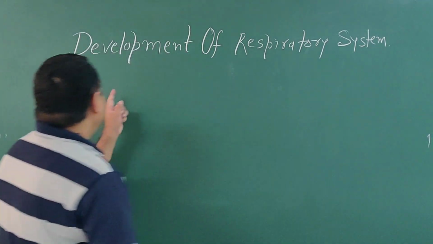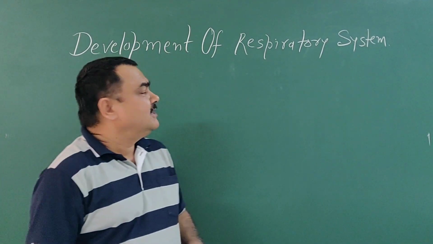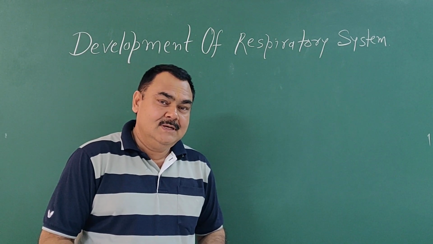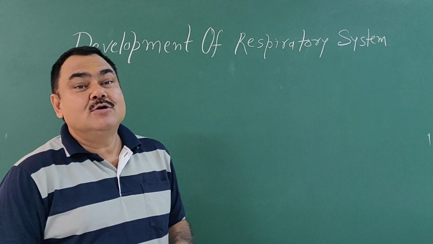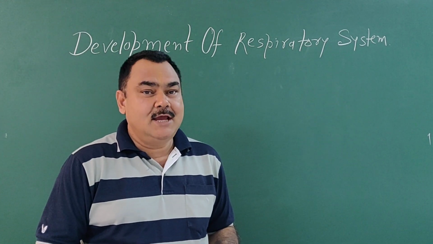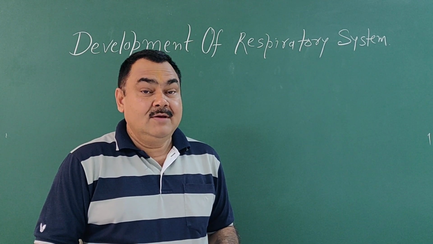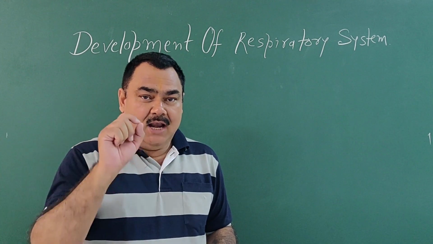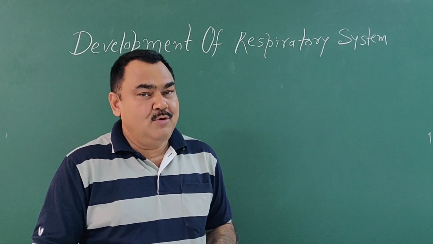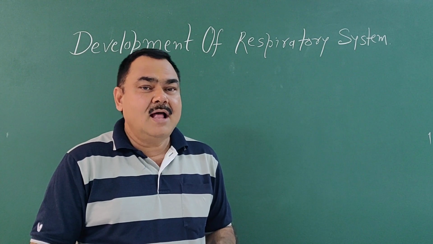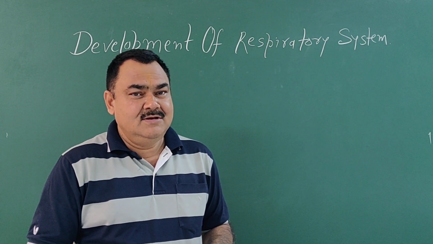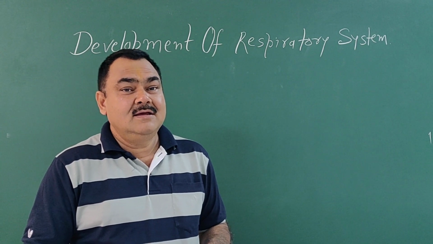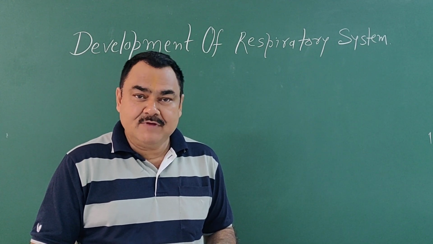Now we'll discuss the development of the respiratory system. In this lecture, we'll discuss the development of the trachea, bronchi, lung and pleura, and also some congenital anomalies like tracheoesophageal fistula.